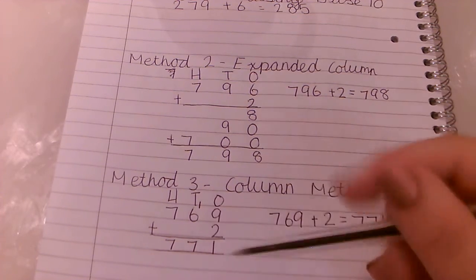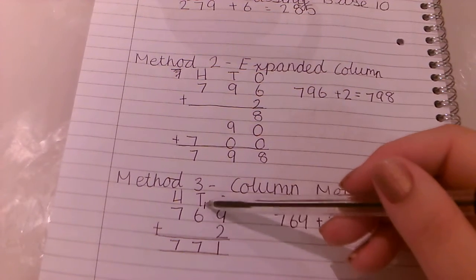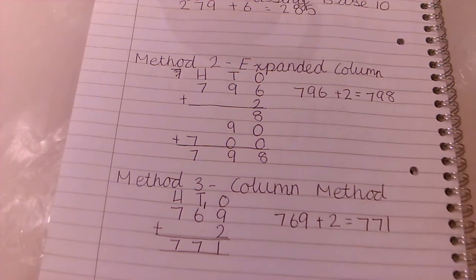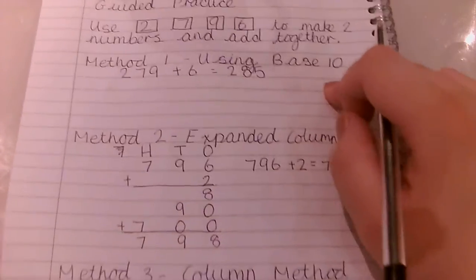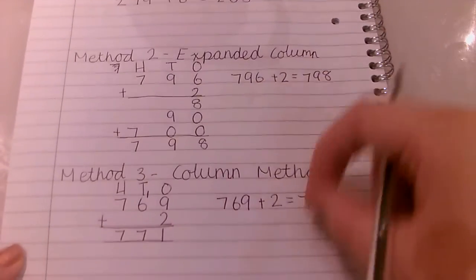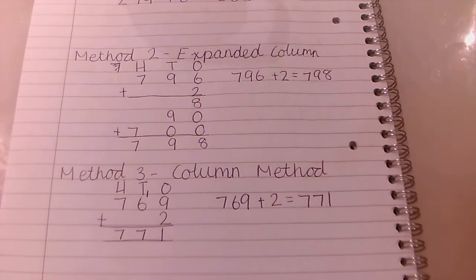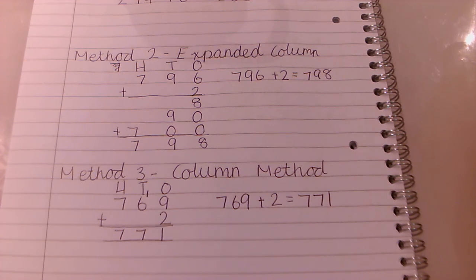Now just be careful whenever you're regrouping that you're putting them into the right column, and try not to forget about it, because sometimes you might have a number in there, but you always have to remember to add on the regrouped numbers as well. Okay, so just take your time today. You can use the base 10, the expanded column method or the normal column method, whichever one you prefer today, just to remind you how we're adding 3-digit numbers together.